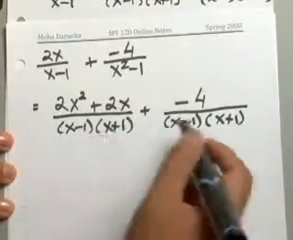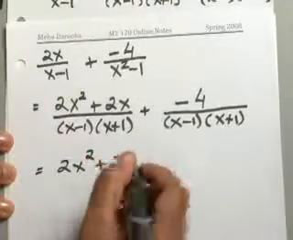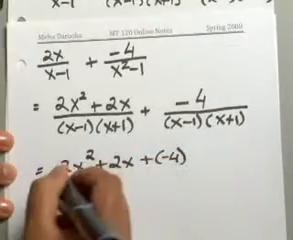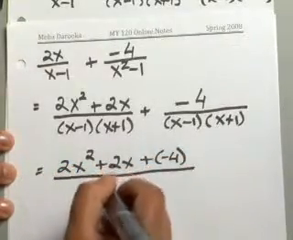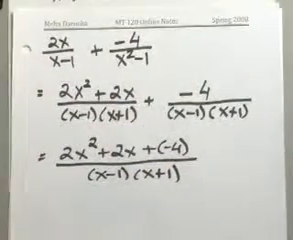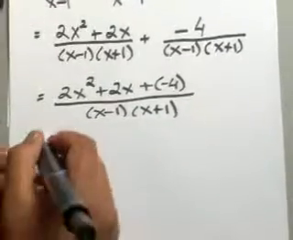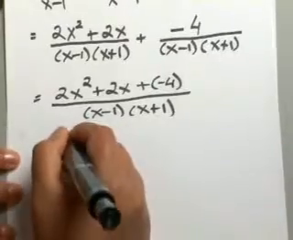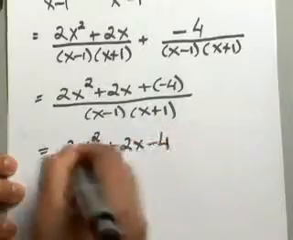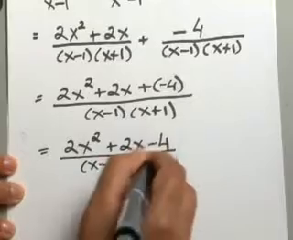Now that you have the same denominator on both your expressions, you can add your numerators. So that will be 2x squared plus 2x plus negative 4, and now you can write this whole thing over your common denominator. Okay, so when we add these two together, what do we end up with? 2x squared plus 2x minus 4 over x minus 1, x plus 1.